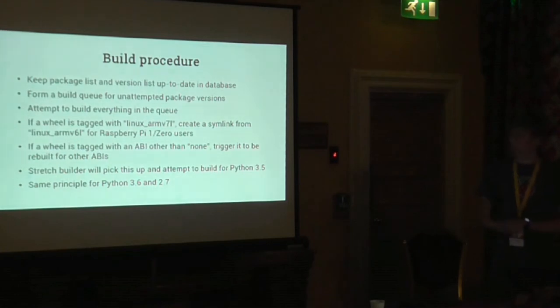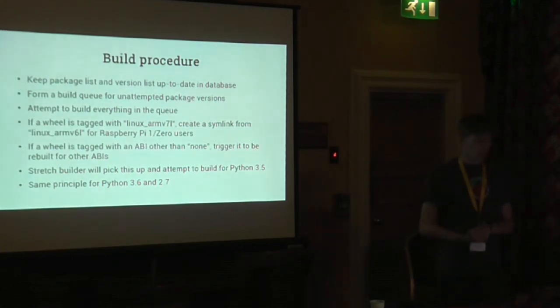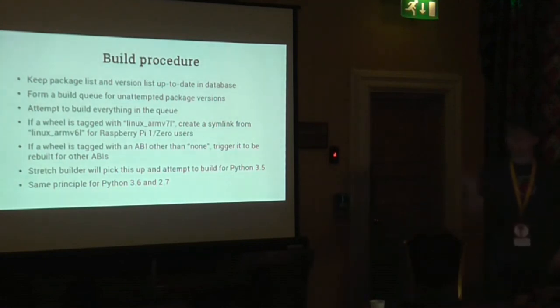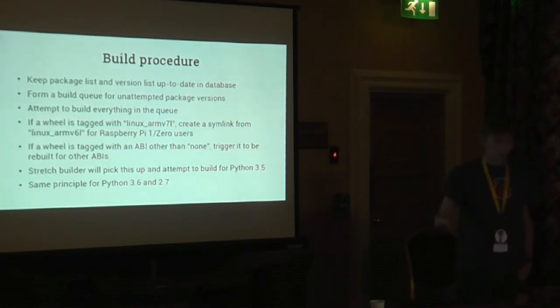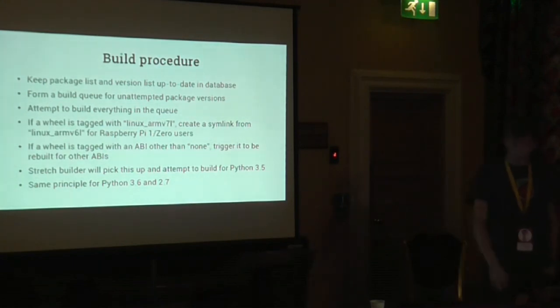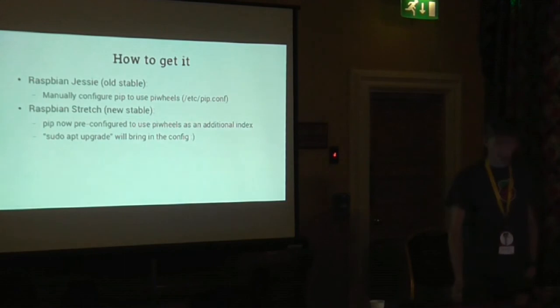So apart from those that are built as universal wheels, Python 2 specific wheels will be available as well. But we just really need to support Python 3.5 because that's the new stable. And so how do you get this? How do you use it? Or how do users use it?